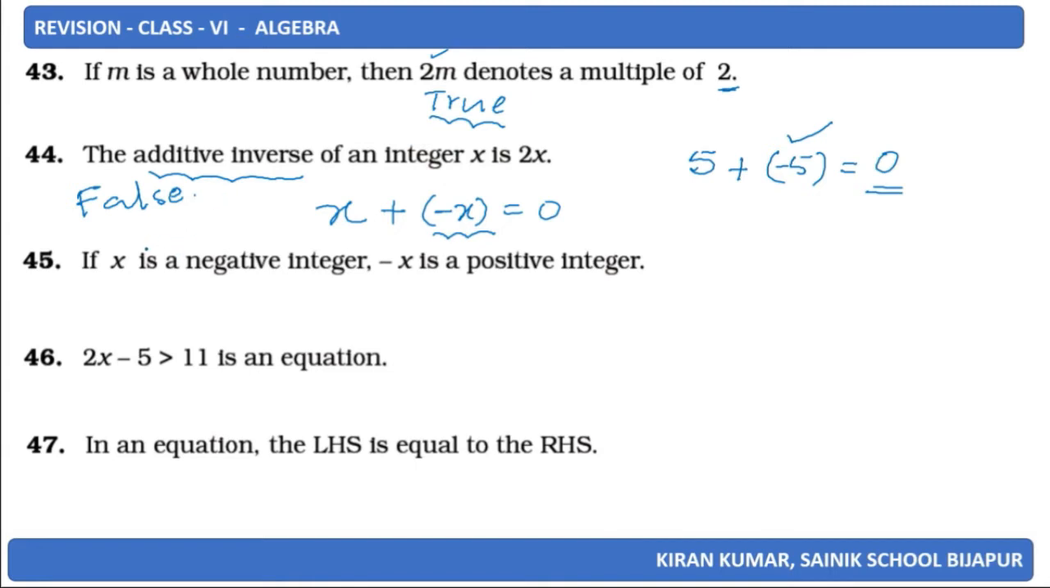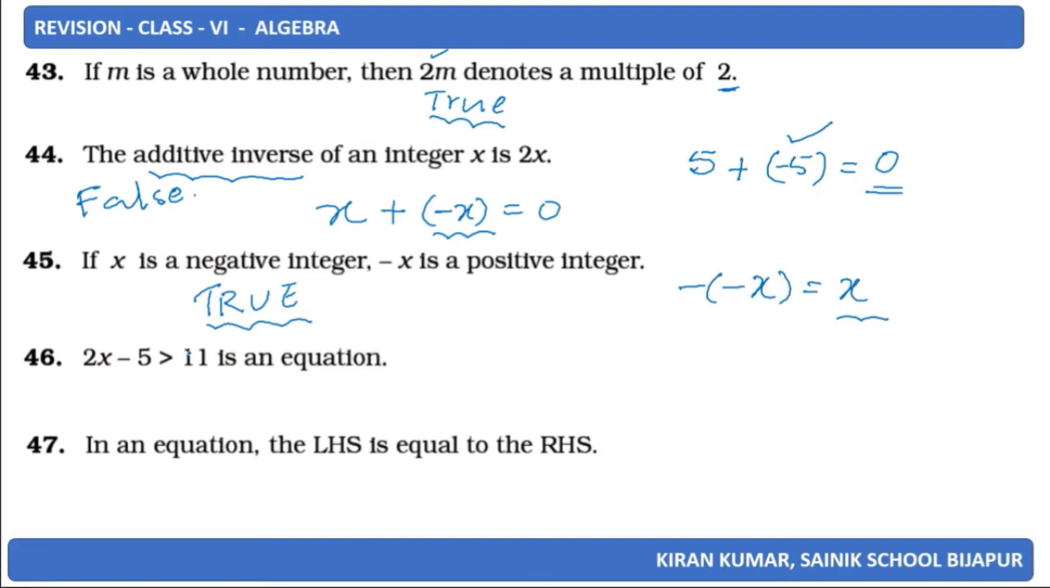Question 45. If x is a negative integer, negative x is a positive integer. This statement is a true statement. A negative x refers to additive inverse. The additive inverse of negative 5 is positive 5. It means that minus of minus a number is equal to a positive number.